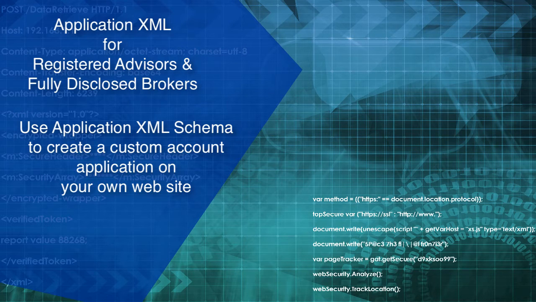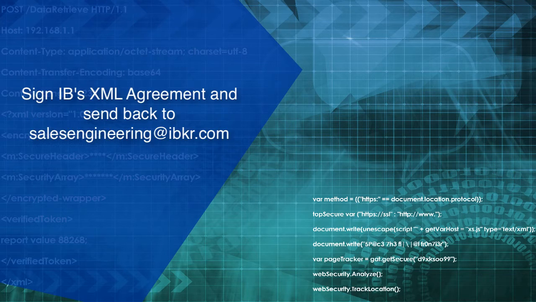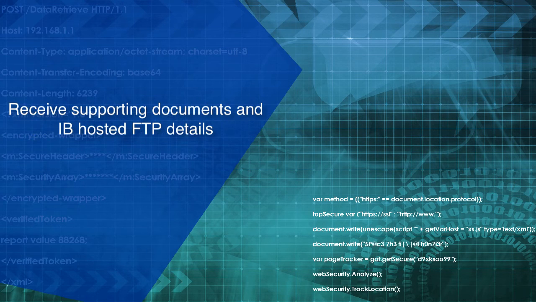So what's the process? Send a request to implement Application XML to salesengineering@ibkr.com. We will send you our XML agreement, sign and send the agreement back to us at salesengineering@ibkr.com. We will submit it to our compliance department for approval, which typically can take 3 to 5 days. Once you are approved, we will send you the supporting documents and IB-hosted FTP details via email.